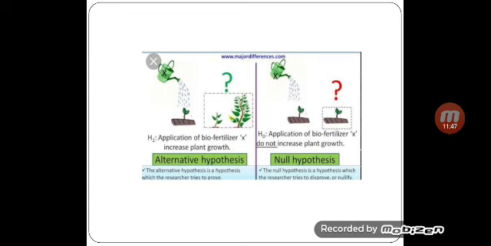Application of biofertilizer X does not increase plant growth. Here it has not increased. So there is no relationship between one statement and the other, the actual fertilizer. So it will become a null hypothesis. In the first, there is a relationship between two variables, and in the next one there is no relationship. The plant is not growing; the fertilizer has not had any effect on the plant. So it will become a null hypothesis.